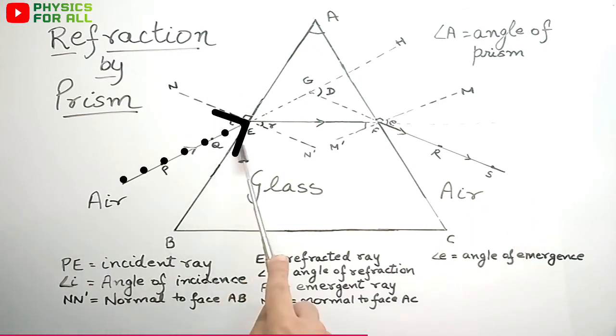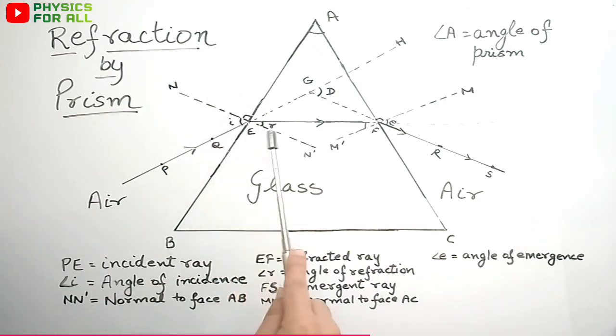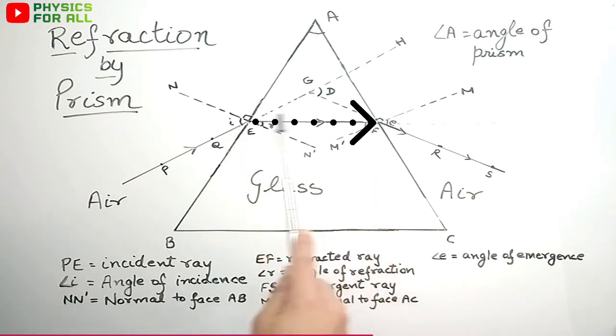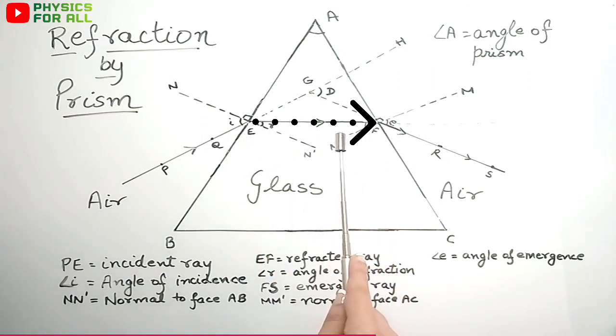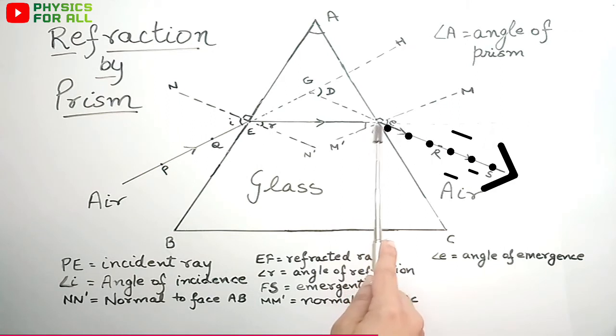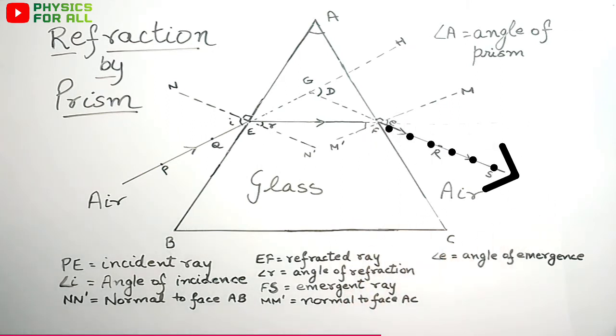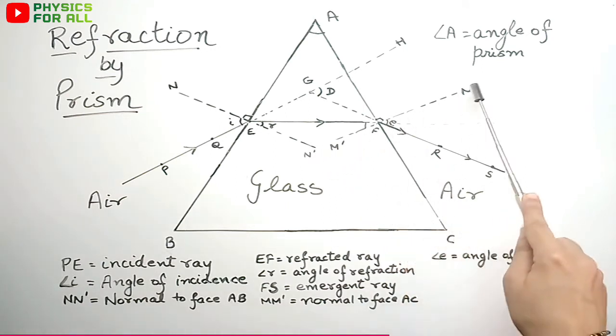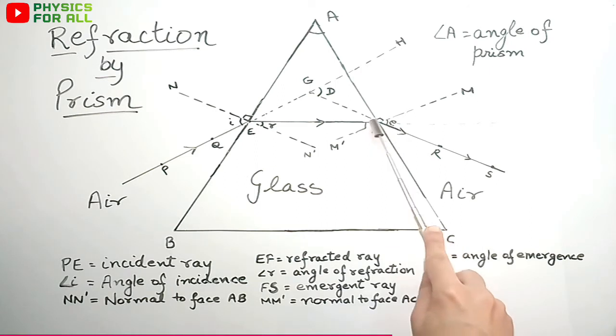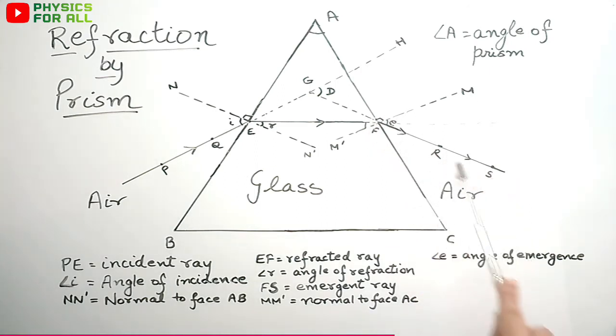The one that goes in is the incident ray. The one that suffers refraction inside is always termed as the refracted ray, and the one that comes out is always termed as the emergent ray. And now again, MM dash is the normal and this FS is our emergent ray. So the angle between the normal and the emergent ray is termed as the angle of emergence.